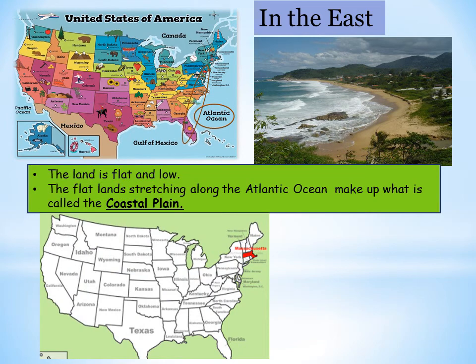And up here in Massachusetts, here it is, the coastal plain is a narrow strip of land, and further south, the plain gets much wider. By the time you reach the Gulf of Mexico, the coastal plain is hundreds of miles wide.